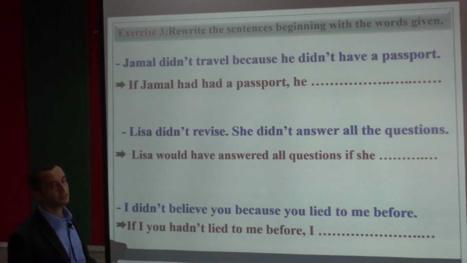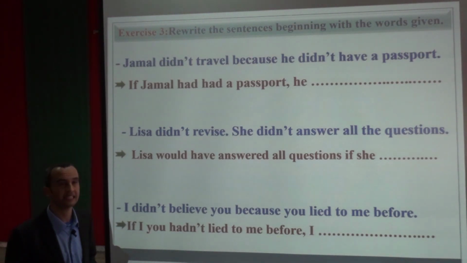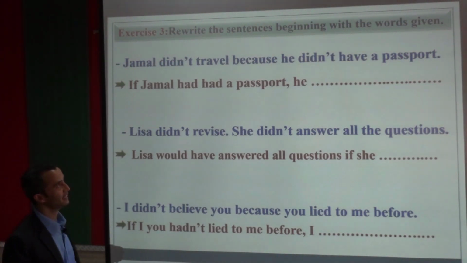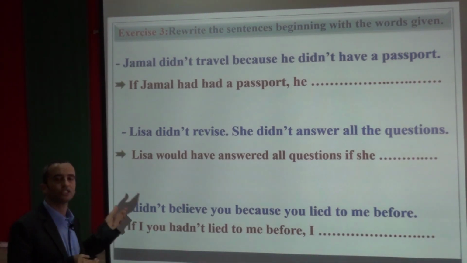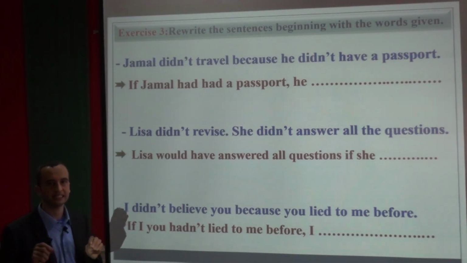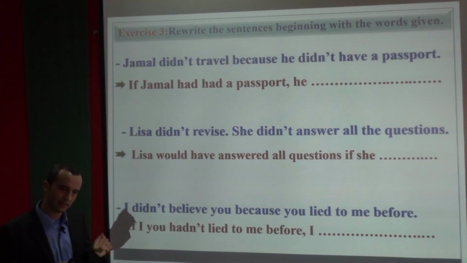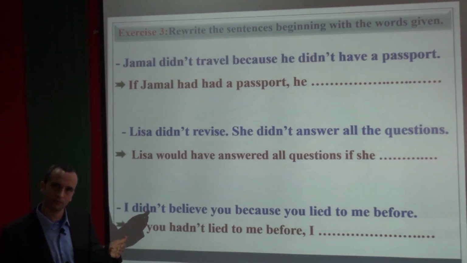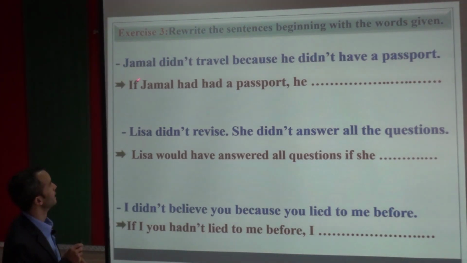In exercise number 3, I want you, dear students, to rewrite the sentences beginning with words given. So here you have a situation, and I want you to complete the conditional. Here, please, dear students, you read the situation. You have to understand the situation. Does it belong to conditional type 2 or 3? Then you decide. Let's see.